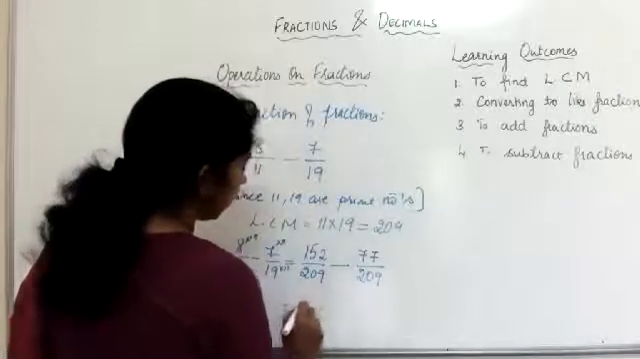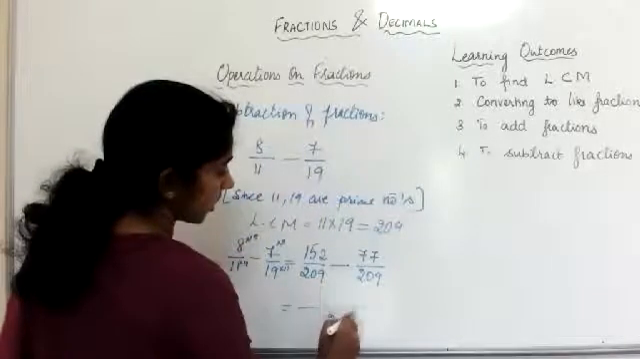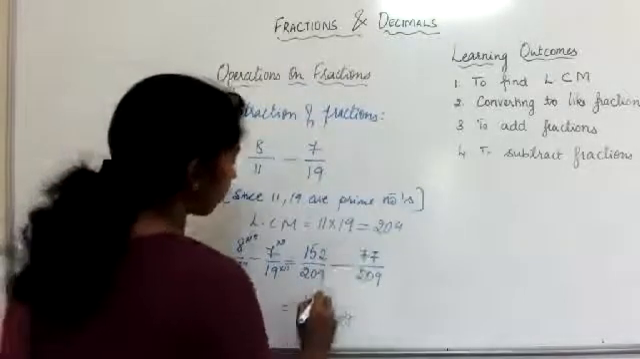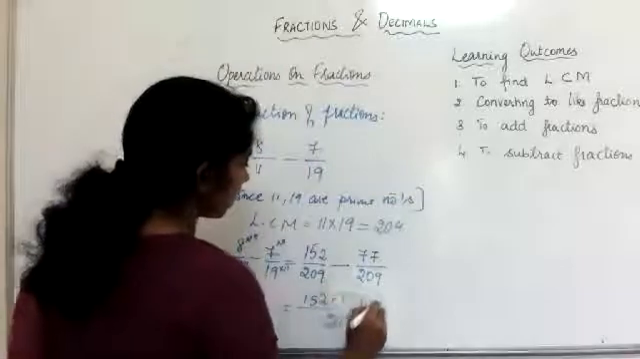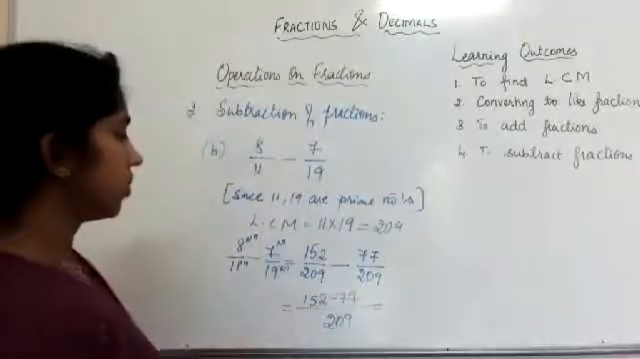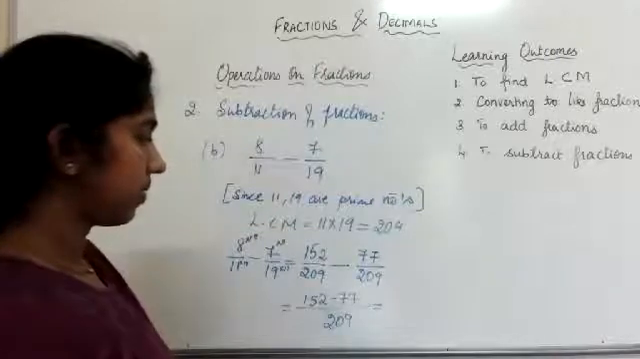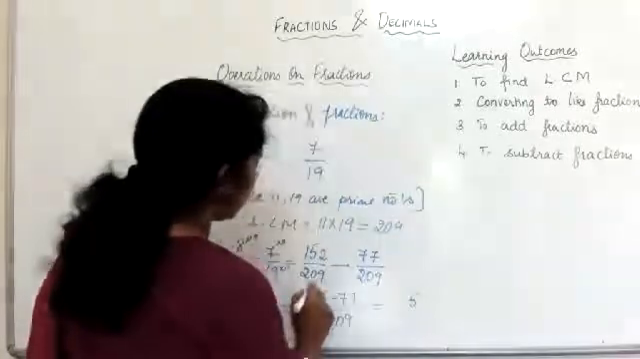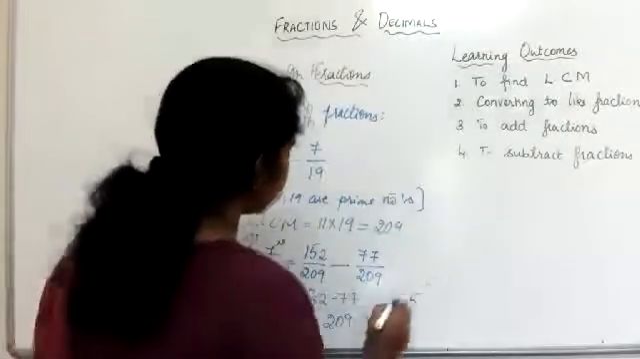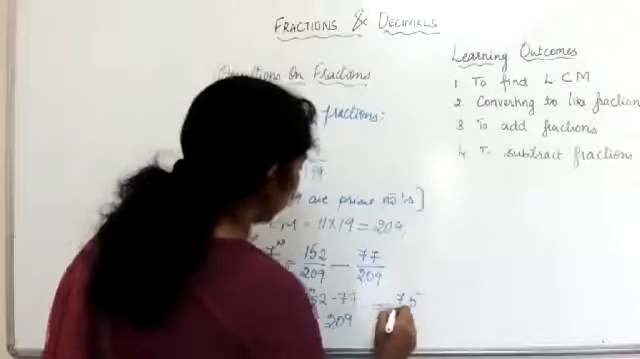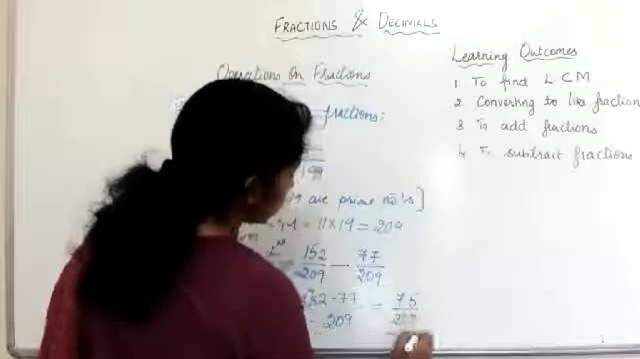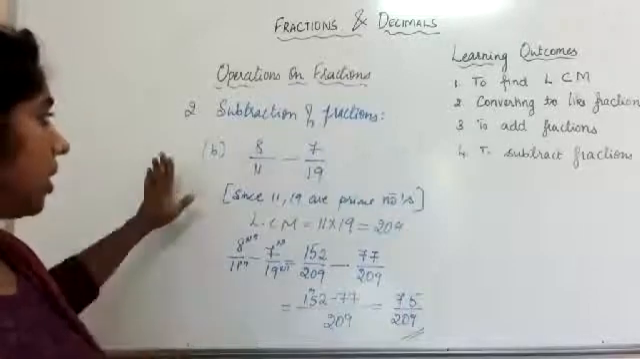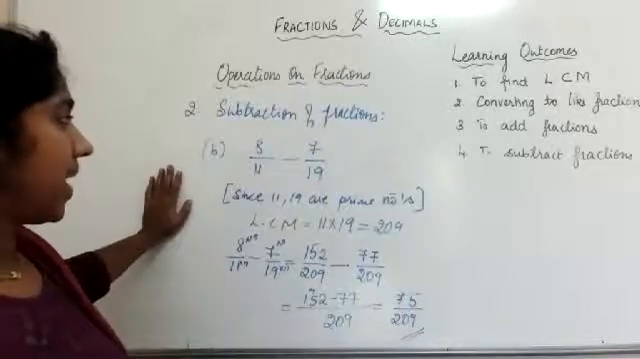So now here the denominators are the same, so it is 209, common denominator 209. So 152 minus 77, so this will be equal to 75. 12 minus 7 is 5, 14 minus 7 is 7 itself. So 75 divided by 209, which is a proper fraction. So this is how you do the subtraction of unlike fractions.